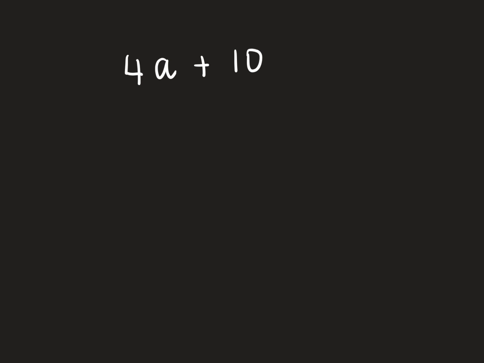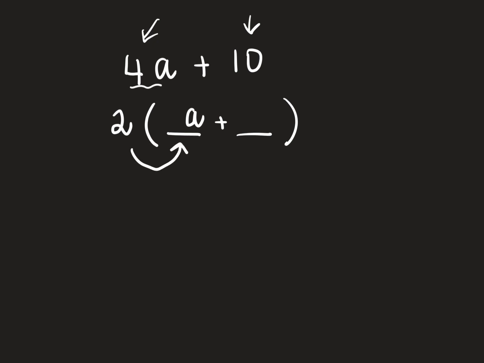Well, I look at this and I say we've got an even number here and an even number here. So let's try 2. 2 lots of what plus what? Well, the a is going to come here. 2 lots of how many a make 4a? 2 lots of 2a. 2 lots of what make 10? 2 lots of 5 make 10. Can you have a go at factorising these? Factorising just means put them in brackets. Press pause.